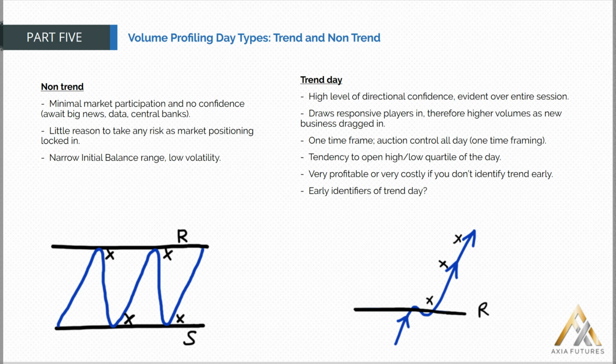Trend days, we tend to see something called one time framing. We will talk about this and I will show you some very nice examples, but the important thing to understand about one time framing is merely that it shows that either the buyers or the sellers are in control the entire day. They're controlling the auction process for the entire session. There is a high tendency when we trend for the market to open at the low or the high and for the rest of the day continue in that direction and usually close within the top or bottom quartile of that trend day.